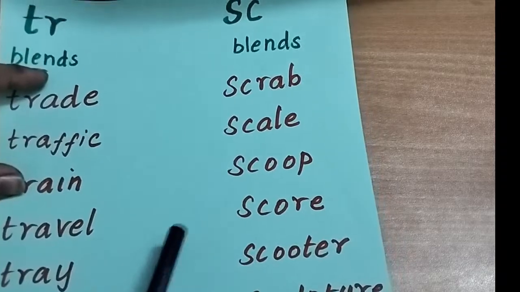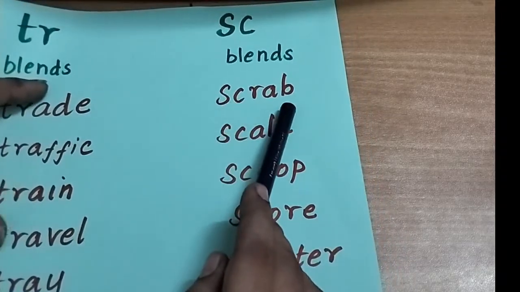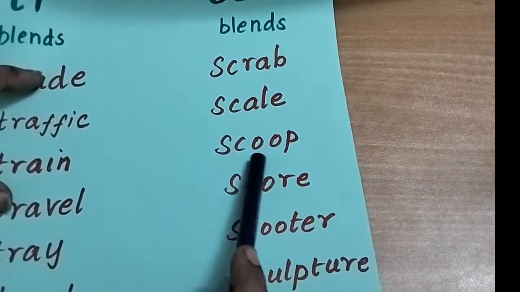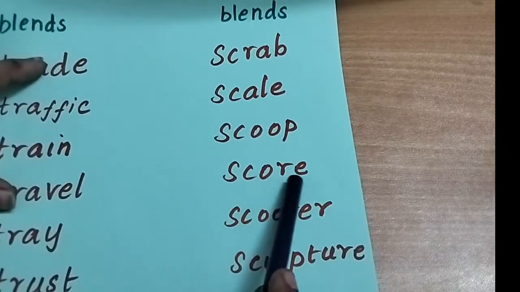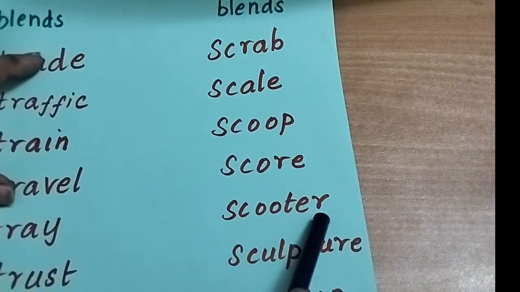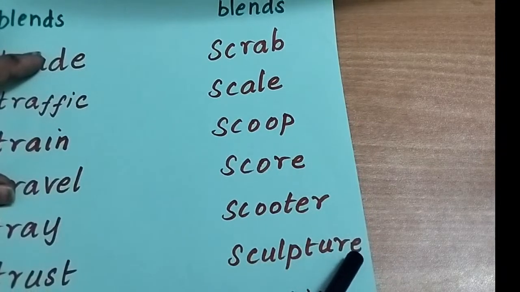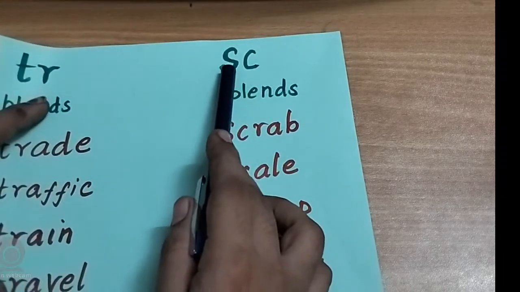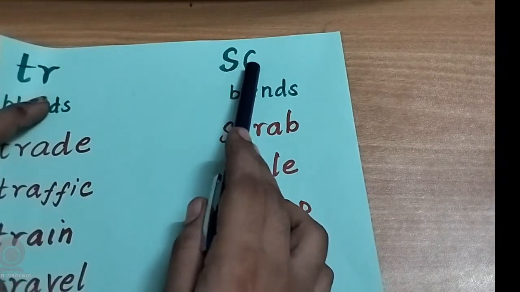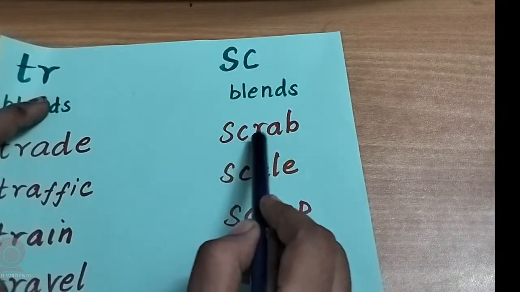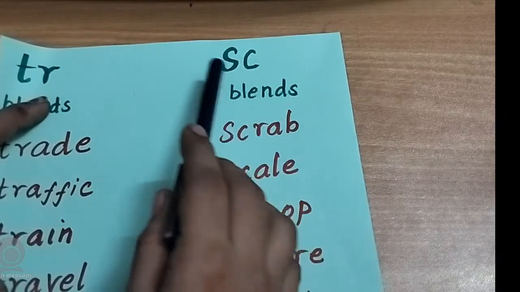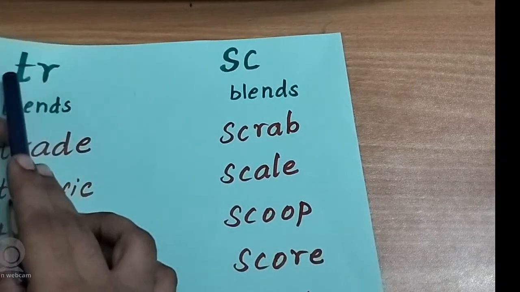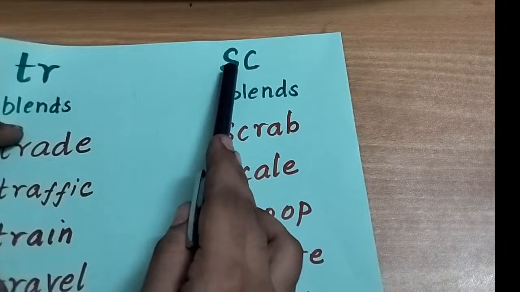Next is SC blends. Scrap, scale, scoop, score, scooter, sculpture, scorpion. So the sound of S is S. Next, the sound of C is K. So scrap, scrap. You have to pronounce it in that way. This is a set of words for the consonant blends TR and SC.